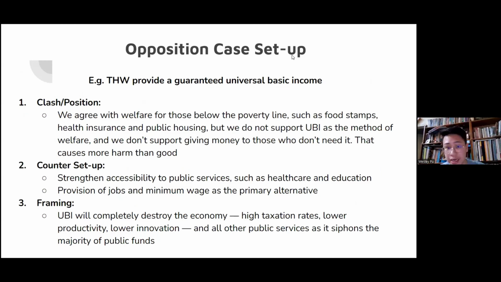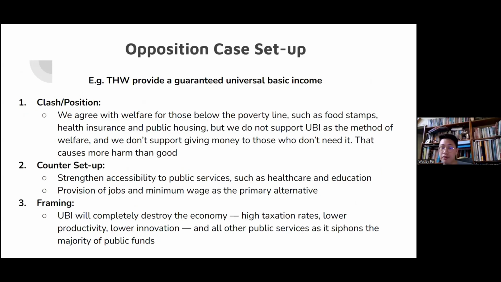What does an opposition case setup look like? The motion: this house will provide a guaranteed universal basic income. It basically means everybody gets the same income instead of everybody getting welfare. So instead of, for example, making a hospital free, every month everybody in the country gets 1,000 ringgit.